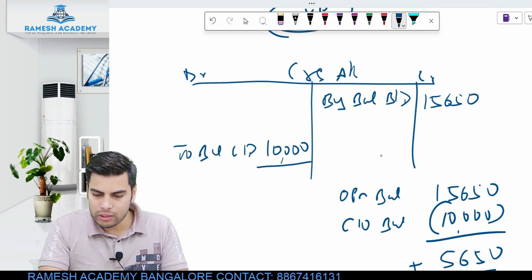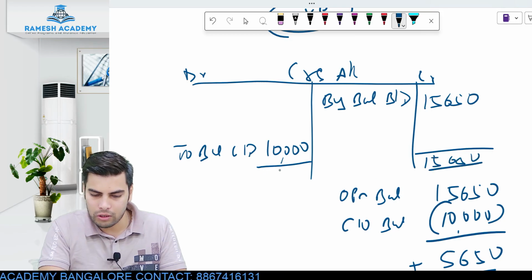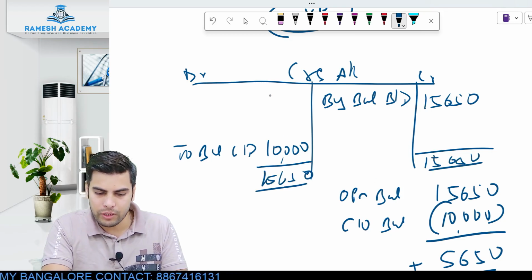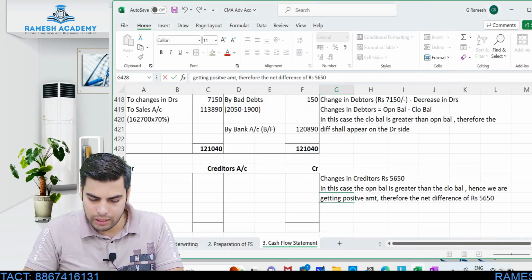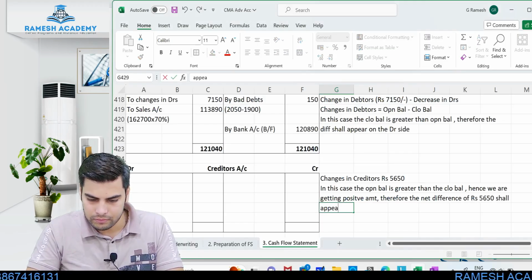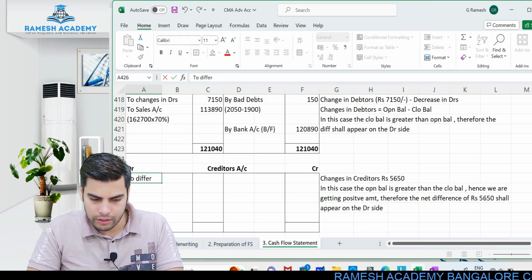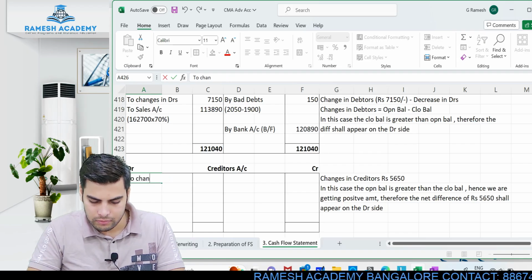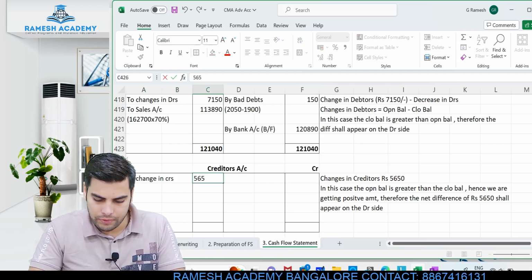So where will you be showing the difference? Either you can show it like this, opening or closing. If you just want to show the difference or the net amount, 5,650 rupees will appear on the debit side. Hence the difference of 5,650 shall appear on the debit side. On the debit side, I'll just be writing the difference in creditors, or change in creditors value. How much? 5,650. All right.